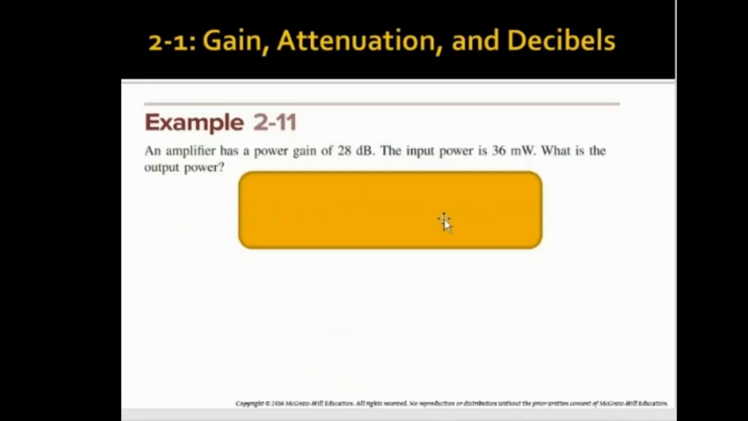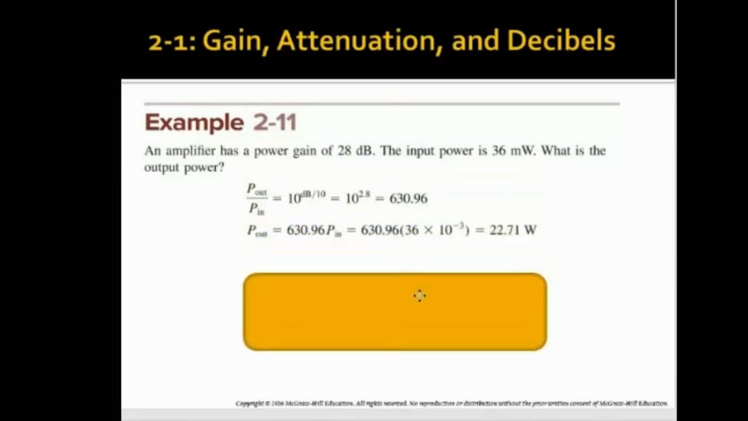I have one example here. An amplifier has a power gain of 28 dB. The input power is 36 milliwatt. What is the output power?